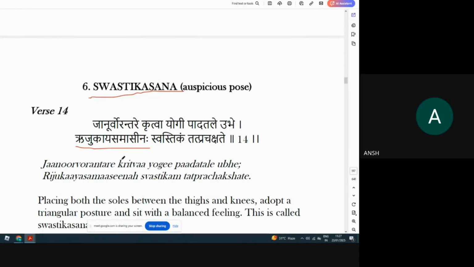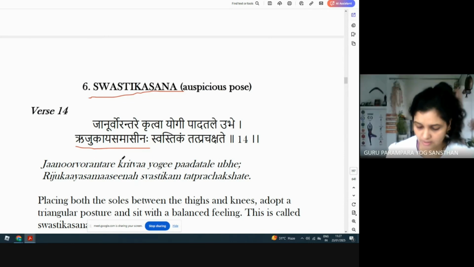And in the Muktasana, it is Samakaya Shirogriva. The meaning is the same, but the Sanskrit word is different. Samakaya Shirogriva is for Muktasana and Rijukaya Samasthiti is for Swastikasana.